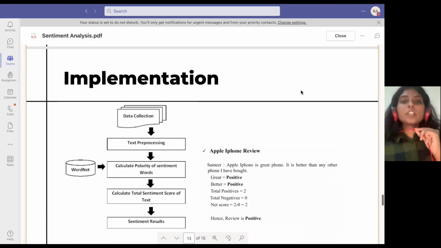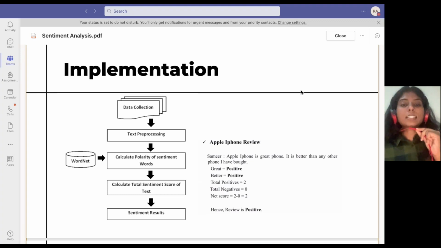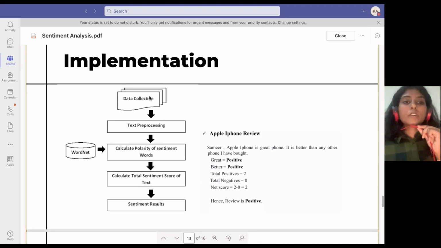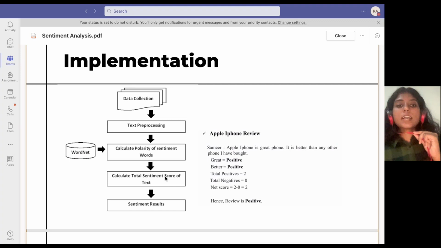So coming to the implementation of sentiment analysis. This is the flow chart. First, data collection. We are collecting the data. Text pre-processing. Pre-processing is like data cleaning, removing punctuations, all this pre-processing work. Next is calculating the polarity of sentiments. We saw some polarities like positive, negative, all this calculation. Calculate the total sentiment score. For each polarity, you will have a score, so calculate it. And finally, based on the score, you can give the sentiment results.